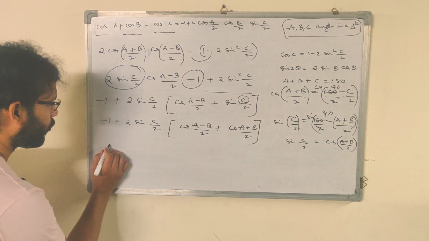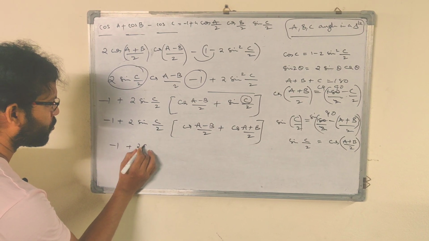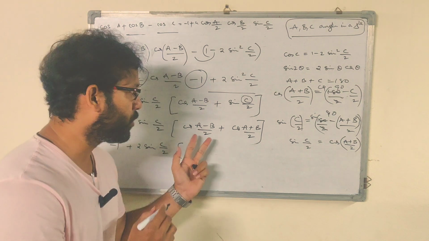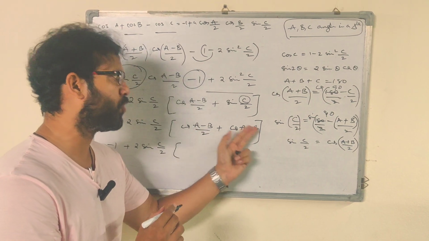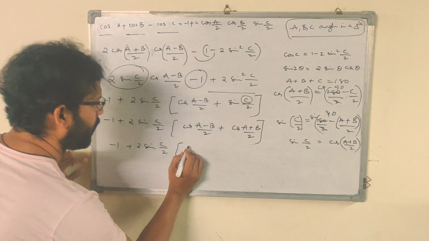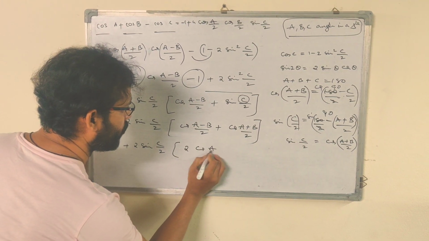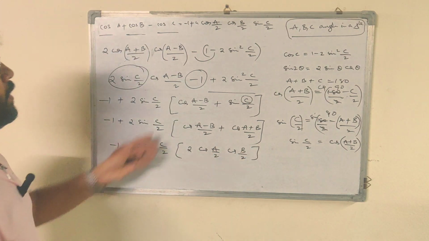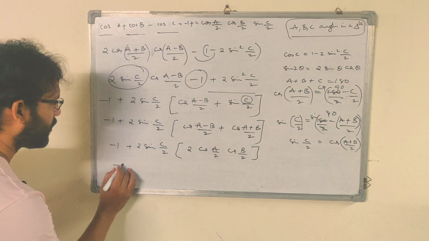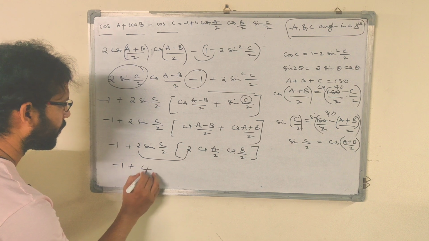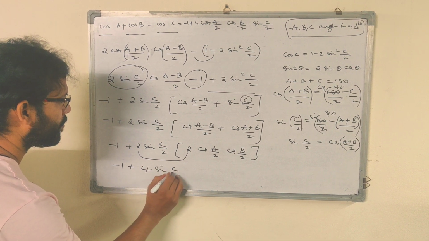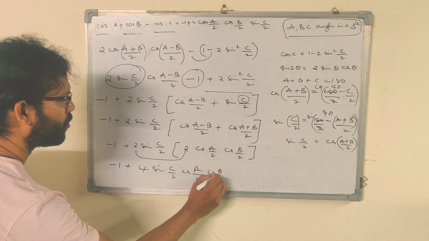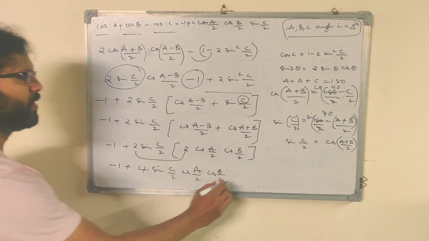Now, we have to write minus 1 as it is, plus 2 sin c by 2 as it is. We have a formula for these two terms, cos of (a minus b) by 2 plus cos of (a plus b) by 2. That is 2 cos a by 2 cos b by 2. Here is your answer. Minus 1 plus 2 2s are 4 sin c by 2 cos a by 2 cos b by 2. You can write it in any way. Do not get confused by seeing the answer.